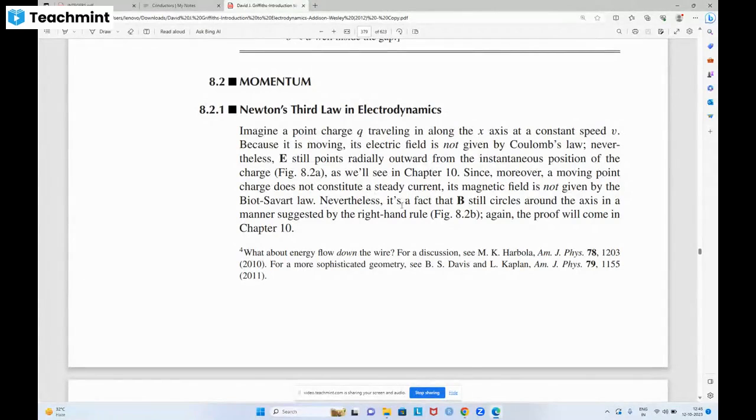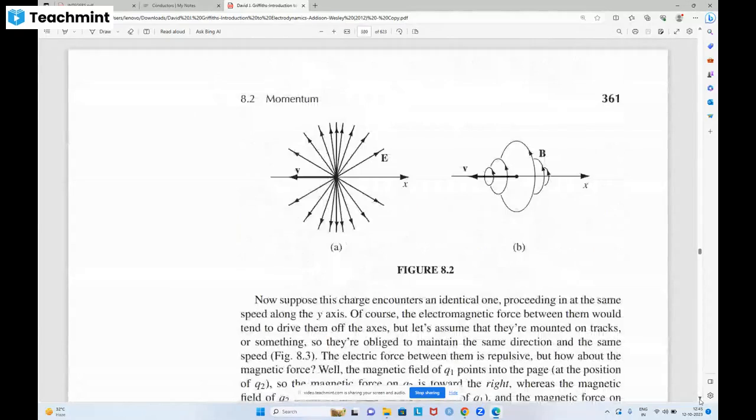And nevertheless, B still circles around the axis, in a manner that suggests the right-hand rule. And again, the proof will come in the next chapter. So now let us see Figure 8.2, and we see here A and B.